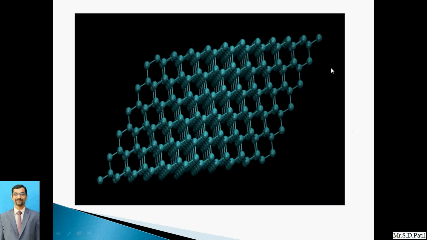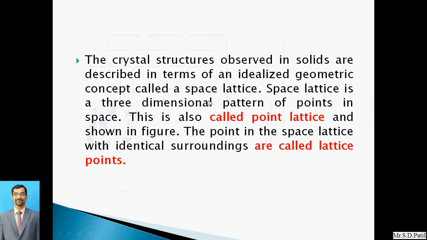Now we will look again. Here you can see some sort of 3D image of this particular crystal. So these are the points, these are the identical surroundings. So this will be a space, and in that particular space, these points are there with a three-dimensional pattern. Okay, so three-dimensional in the sense x, y, and z. So this will be a structure basically.